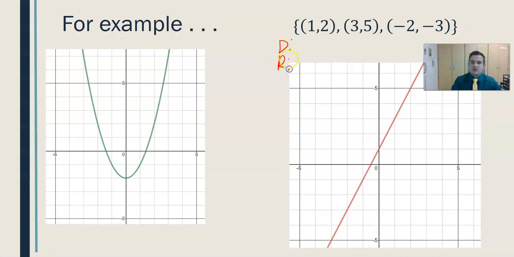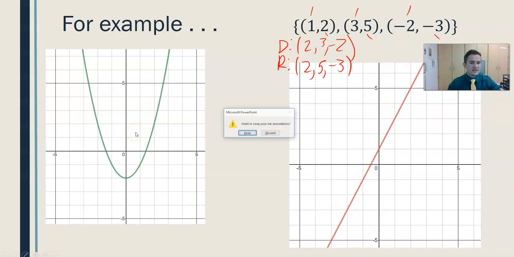So for example, if I'm looking at these points right here, if I'm looking for the domain and the range, the domain is all the x values, and there's only 3 of them: 1, 3, and -2. If I'm looking for the range, all the y values, there's only 3 of them: 2, 5, and -3. Pretty handy. Pretty convenient. So in this case, there's only a few values.